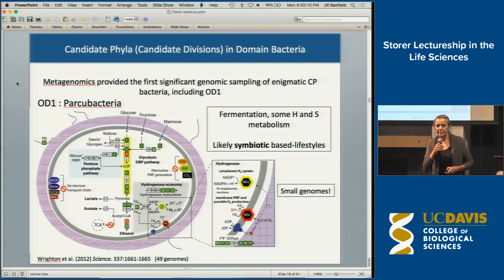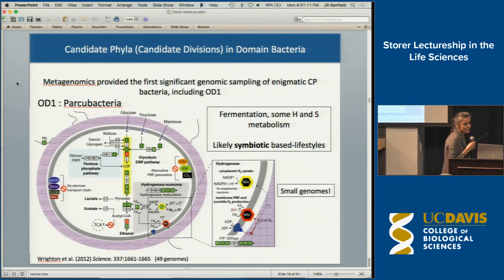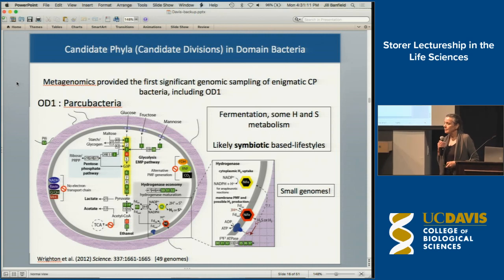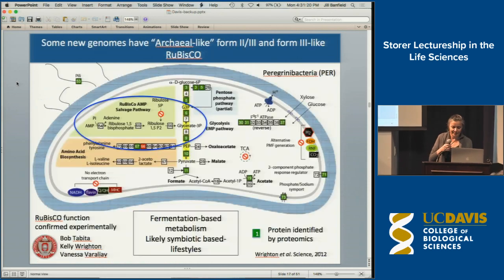This one in particular has the ability for hydrogen and some sulfur metabolism, but they do not have an electron transport chain. They do not have more than a few, or a single, or maybe none of the components of the TCA cycle. And actually, they can't make their own lipids, to the best of our knowledge. They cannot make their cell envelope. So very, very minimal metabolism. One might think symbionts that depend on a host for provision of basic resources.